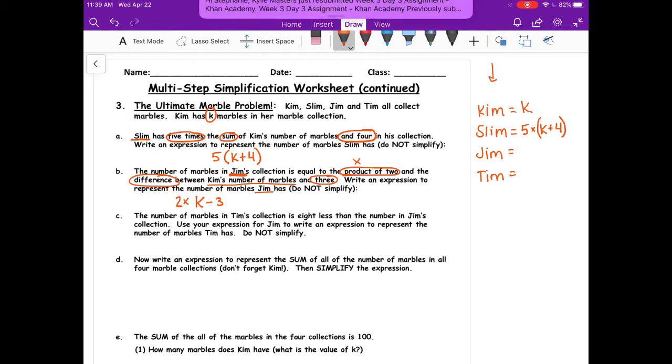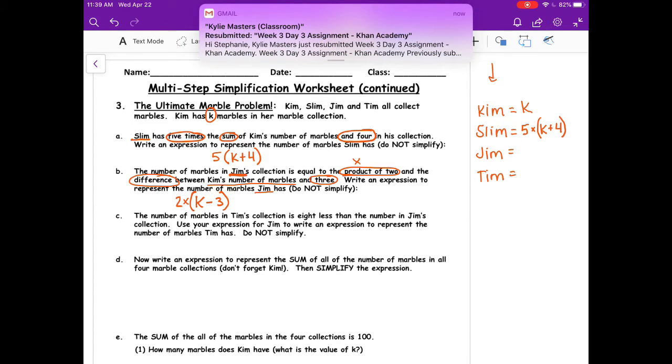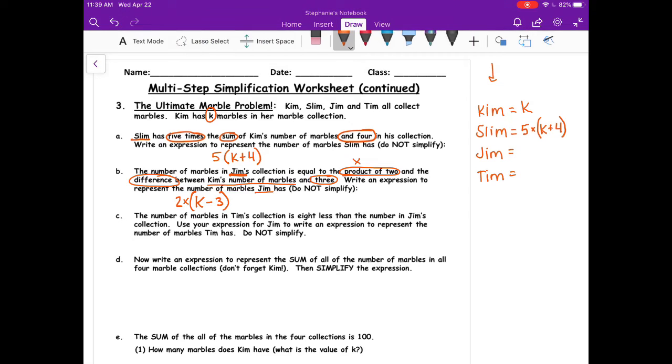It's kind of similar to Slim's marbles, only we're subtracting instead of adding. So 2 times K minus 3, again, I put parentheses to remind myself that I have to distribute that too. And I'm just going to go ahead and erase the times sign there because we don't really need that. We can just put the 2.